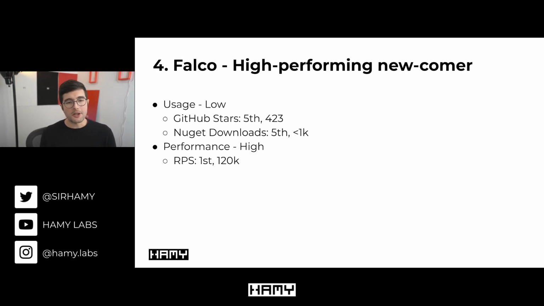Coming in fourth is Falco, which had the lowest usage of any of our candidates, but also had the highest performance. And I mentioned this earlier, but the reason it has such low usage is mostly because it's just new. It's new to the scene, and the second part is that it's competing in a very similar space to Giraffe as a very minimal, very high-performing API, so it's going to have trouble gaining adoption if it needs to cannibalize directly from Giraffe, which is already well established in the scene.